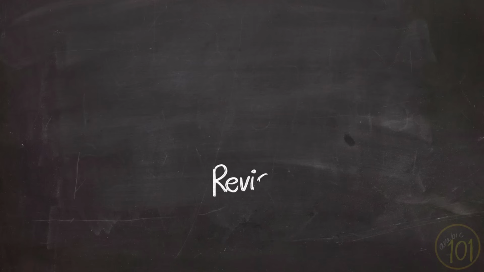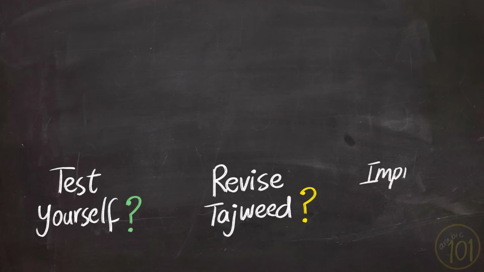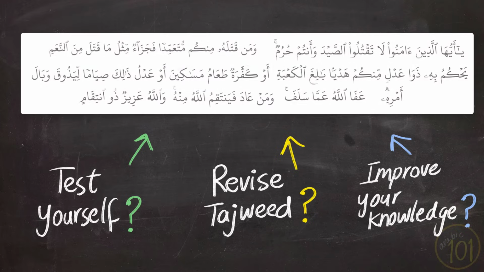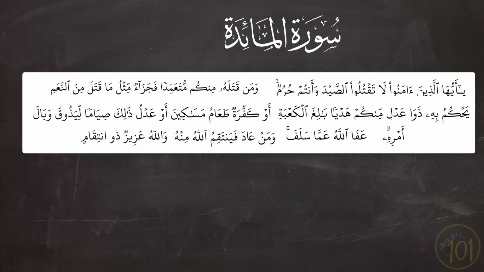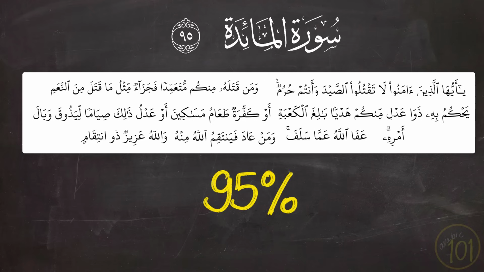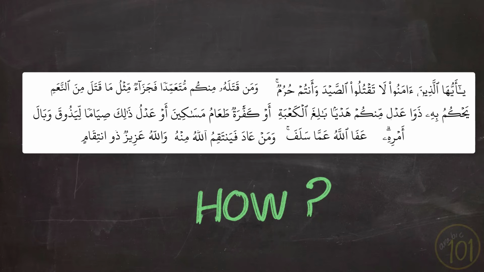If you want to revise all the Tajweed rules, test yourself and see how good you are, or even if you want to solidify your knowledge about Tajweed, then this ayah is for you. This ayah is found in Surah Al-Ma'idah, number 95, and it contains around 95% of all the Tajweed rules according to Hafs an Asim. So, if you're able to read this ayah properly and without mistakes, then this means that you have a pretty solid knowledge about Tajweed. So, how are we going to do this?